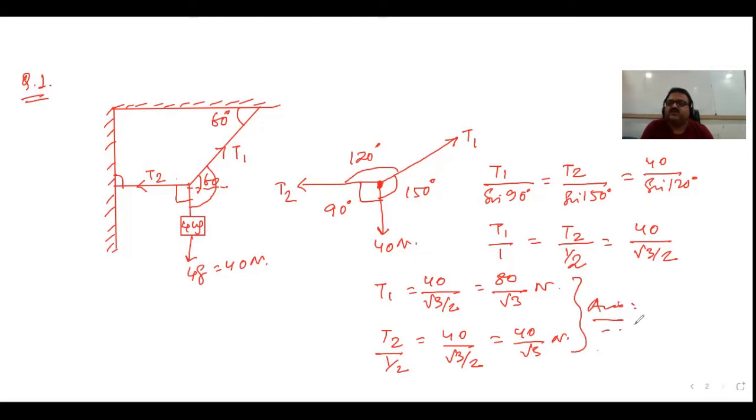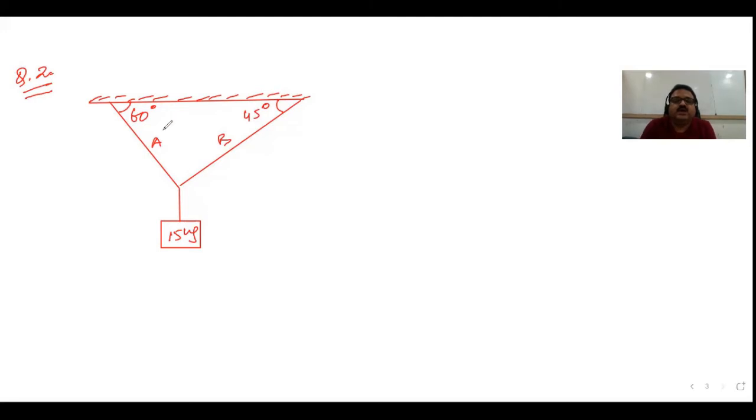So let's solve a few more problems. Look, another problem is given here. A mass of 15 kg is hanging from this spring. Two other strings are connected to this rigid support like this, making angles of 60 degrees and 45 degrees. We need to calculate the tension in strings A and B. So let's write the tension in one string as T1 and in the other as T2, and mark it like this, as I told before.